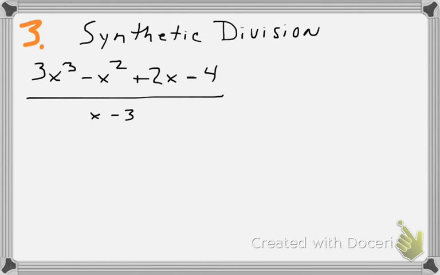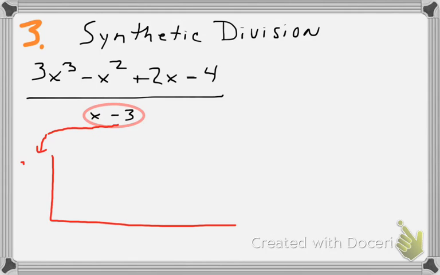You look at the bottom, it's x minus 3, and you put an upside down division sign on your paper, which is basically a big L with an elongated horizontal part. On the outside of your big L, you put the opposite of what you see on the bottom. The bottom says x minus 3, so you put the opposite, positive 3. You don't have to write the plus. Okay? I'm just showing you that it's the opposite of x minus 3.